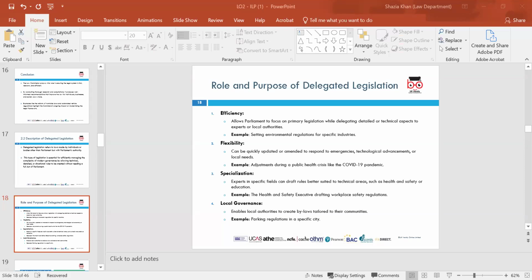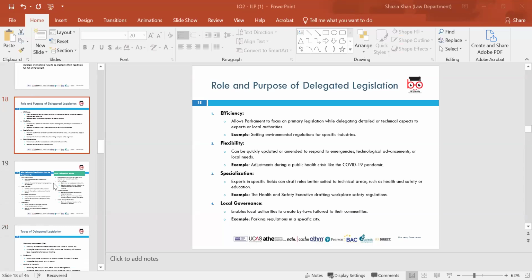It can be used in accordance with powers granted by the Act of Parliament. It needs to be taken into account when it's used, and make sure that it's used properly. Parliament can't always pass everything itself, so it makes sure it's efficient, flexible, and allows specialization and local governance.